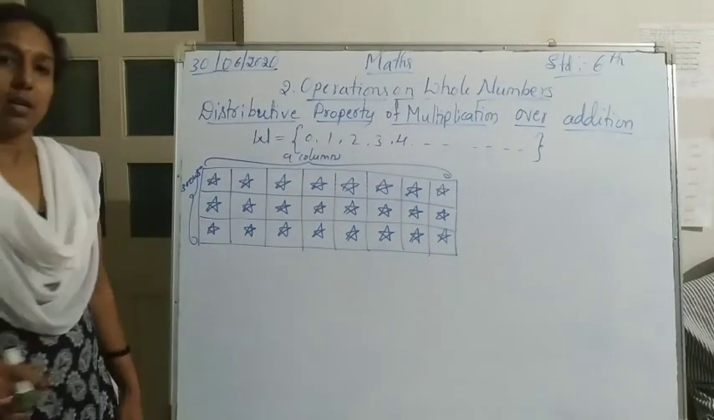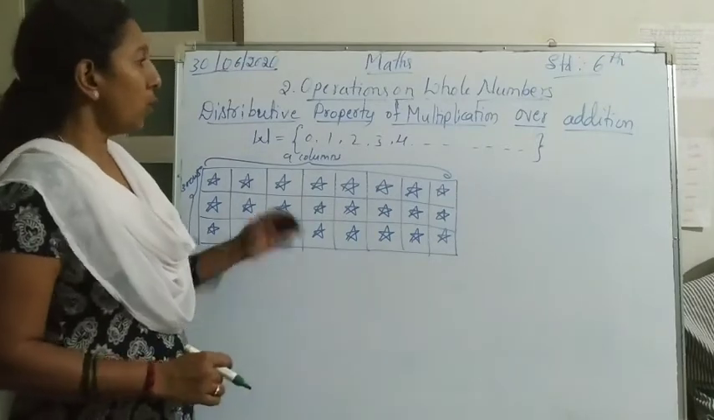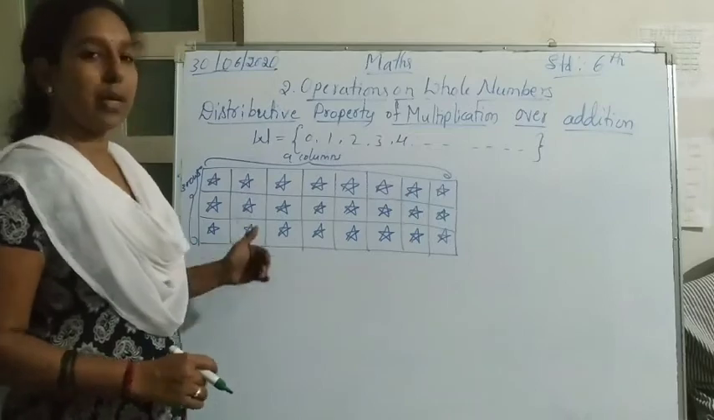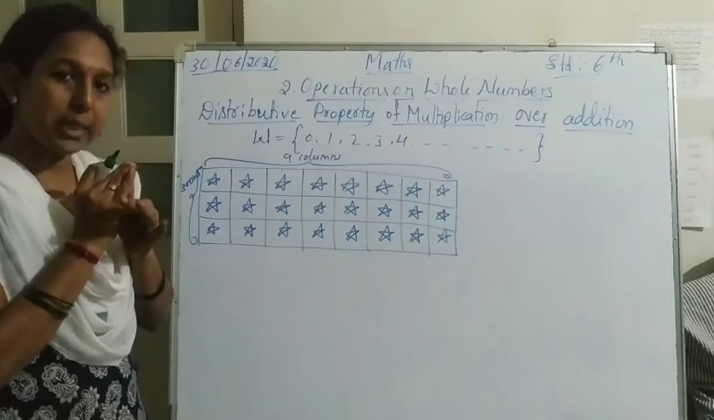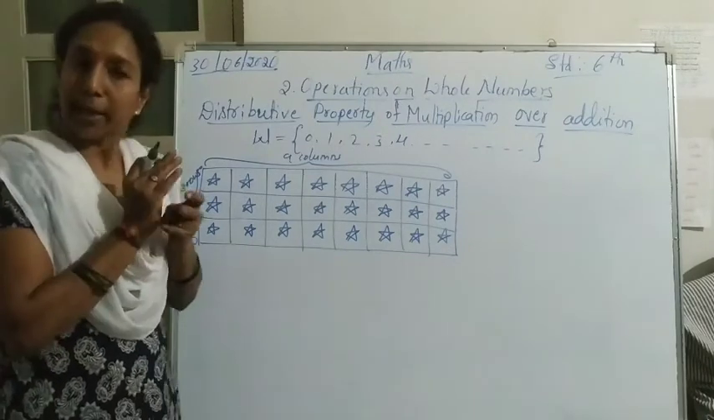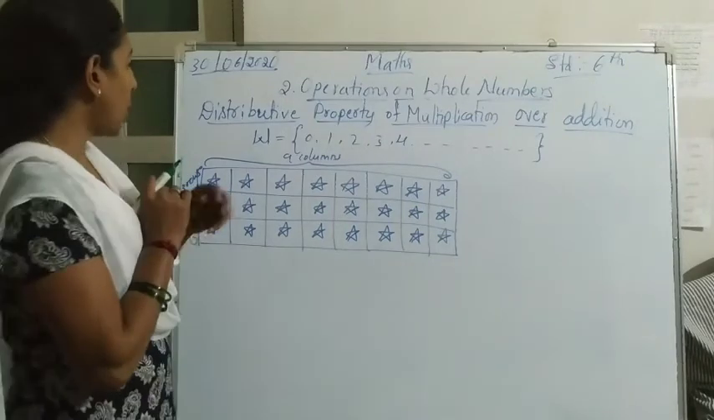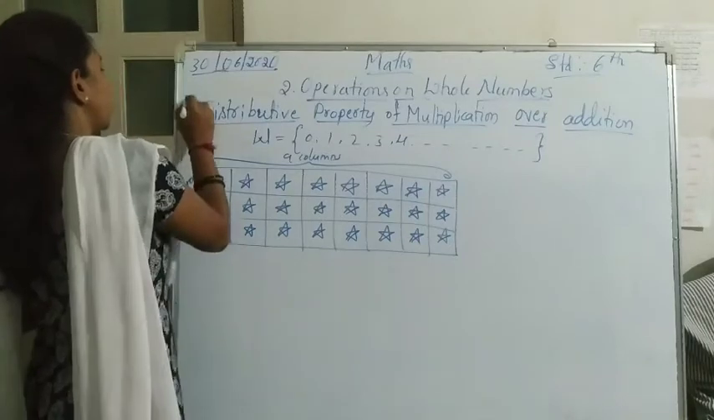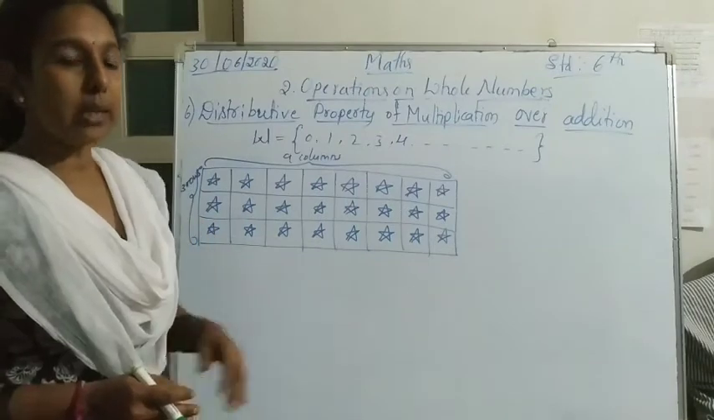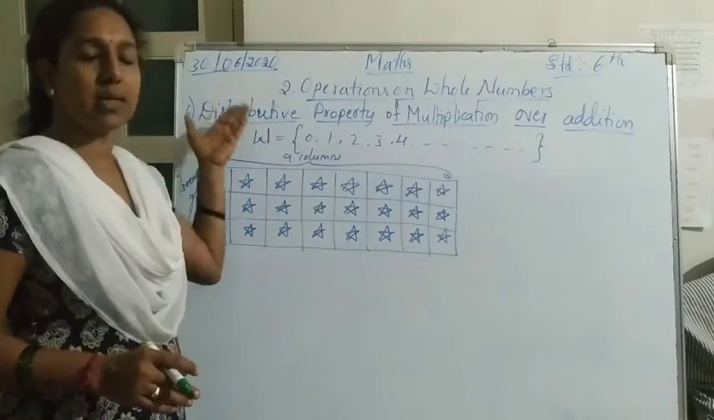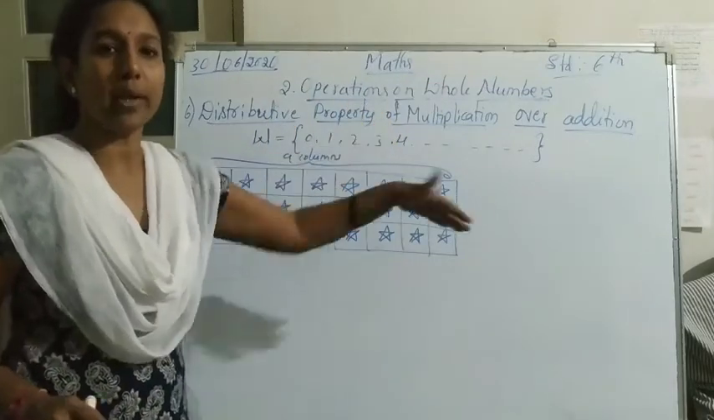Good morning, children. So in the last class we learned the properties of multiplication of the whole numbers. In the last class we learned about only 5 properties: the closure property, commutative property, associative property, multiplicative identity, and the multiplication with 0. So now today we are going to learn the 6th one, that is called the distributive property of multiplication over addition. Actually this is only one property, that is the distributive property. So here, over addition, multiplication is there.